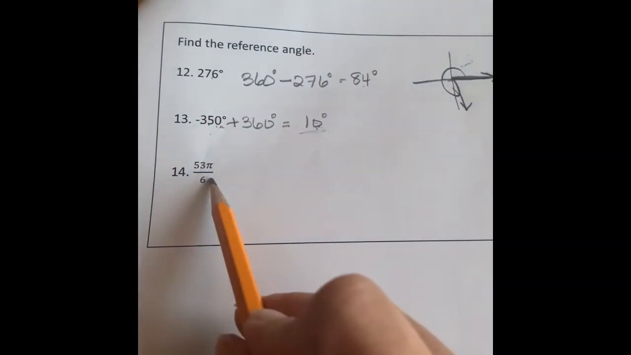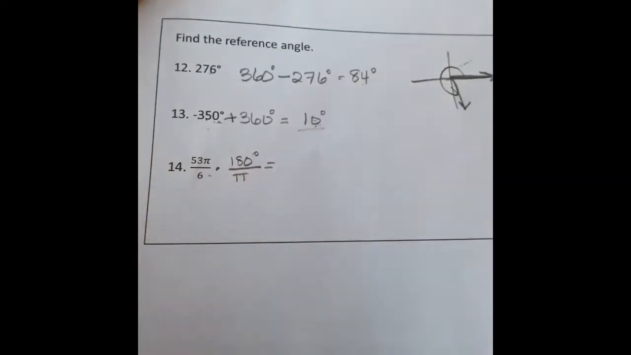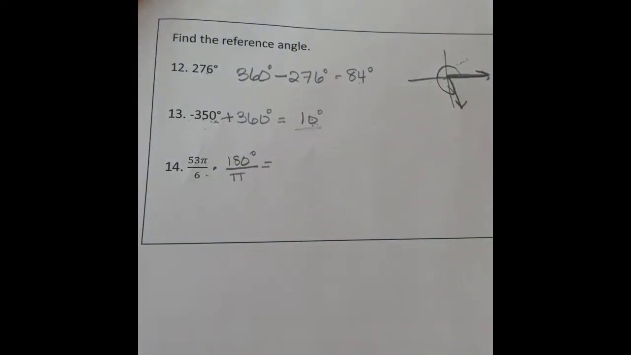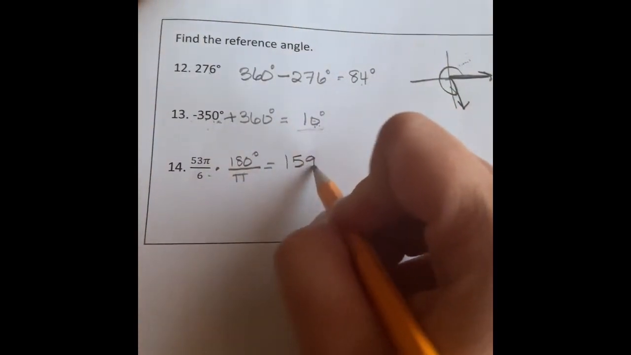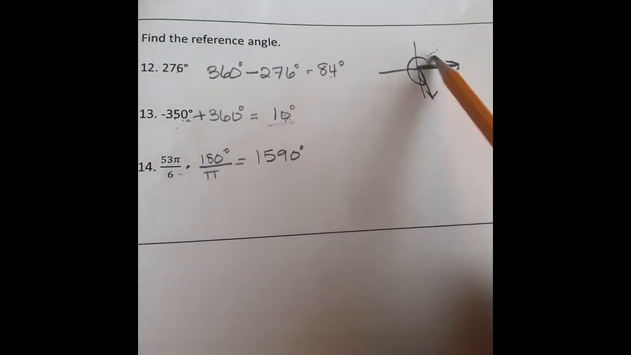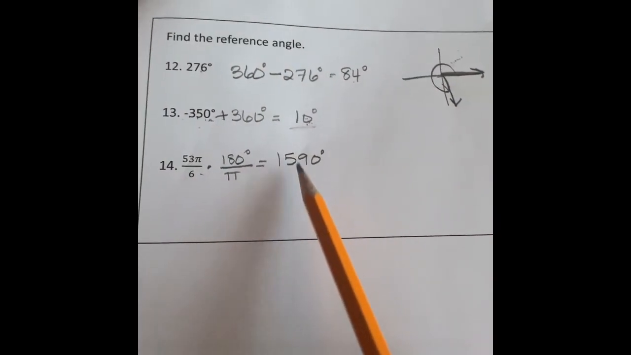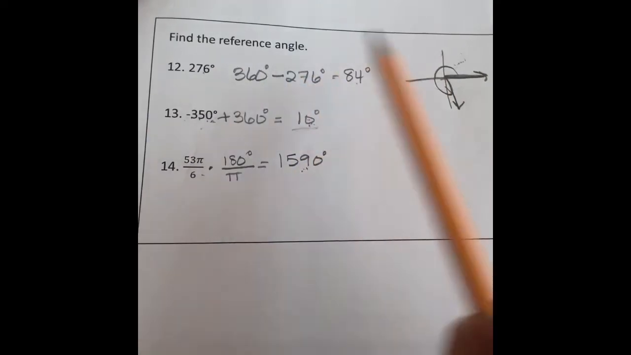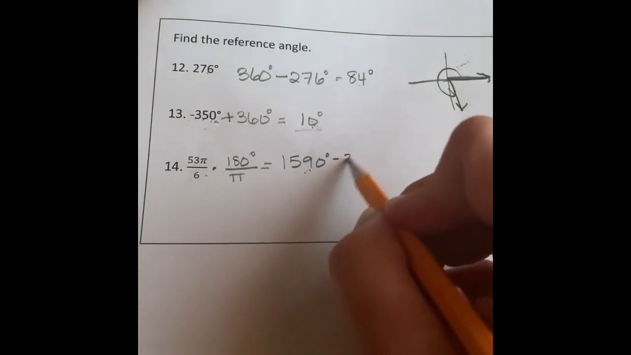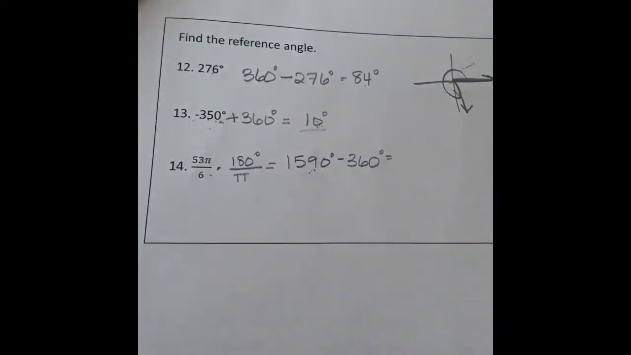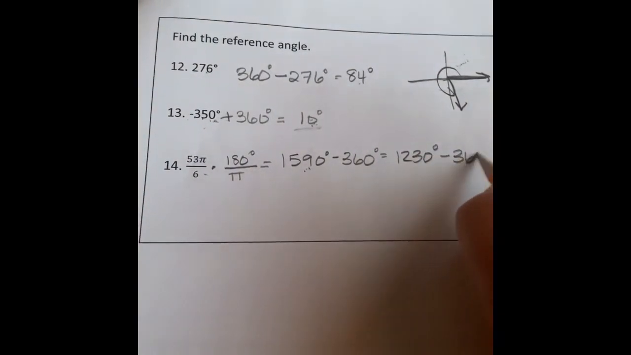This last one is again in radians, so I'm going to convert it to degrees. I'm going to take 53 times 180 degrees, and then divide it by 6, which gives me 1,590 degrees. Again, we would have to do a lot of rotations around this to get to 1590. So I'm going to find its coterminal angle first, get it down to something between 0 and 360 so we can use those rules for the different quadrants. We're just going to keep subtracting 360 until we get it down to a number between 0 and 360.